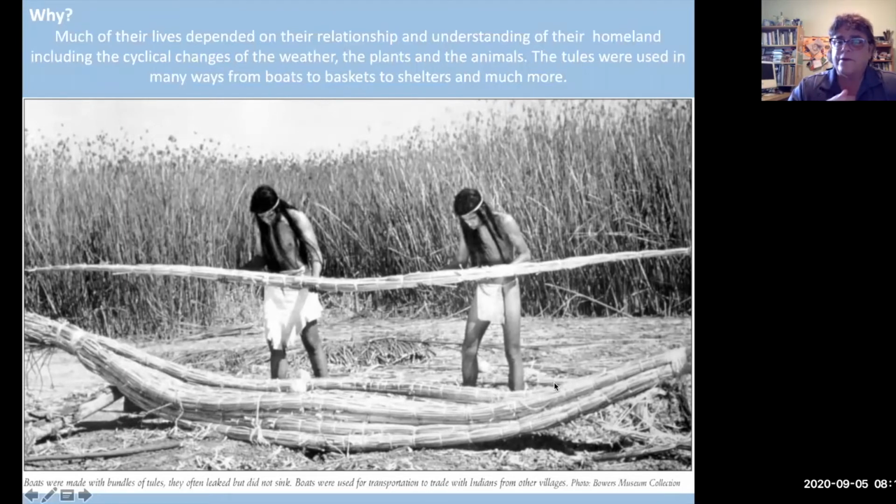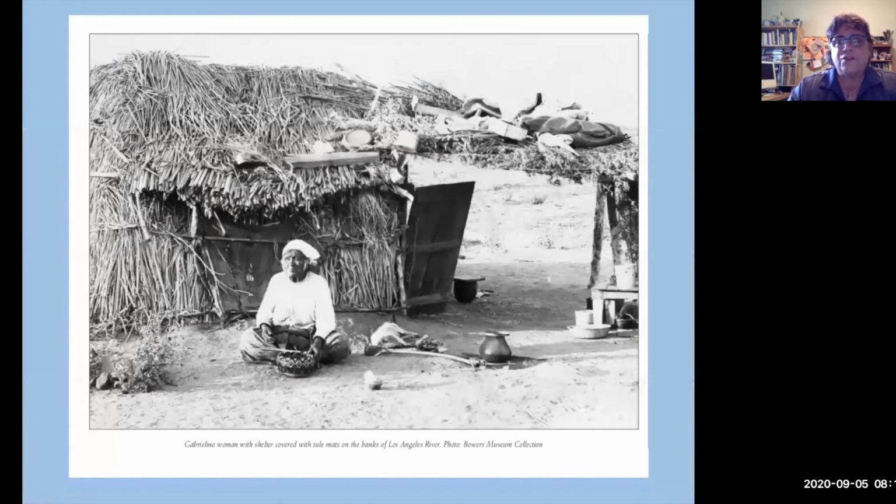Now, these were very interesting in that they were navigable, but they flooded. They wouldn't sink, however, because tules are hollow inside. It's fun when you go to the wetlands to open one up and get to see the middle of it. Absolutely beautiful construction. The tules were also used to make shelters.